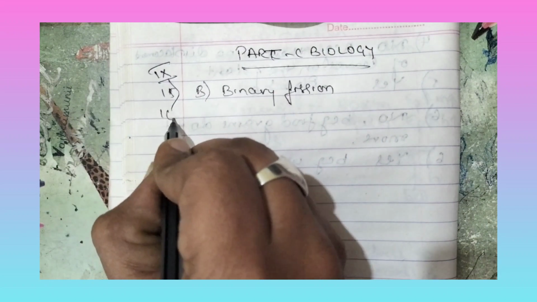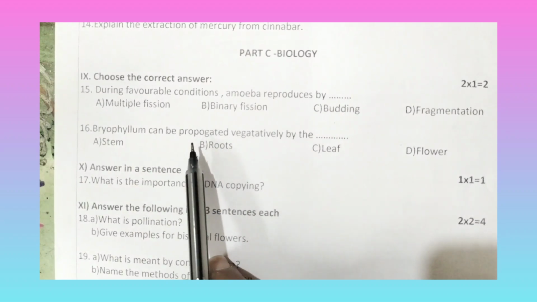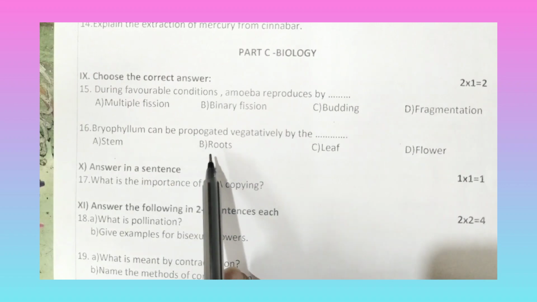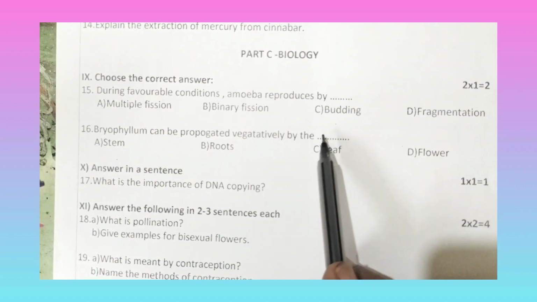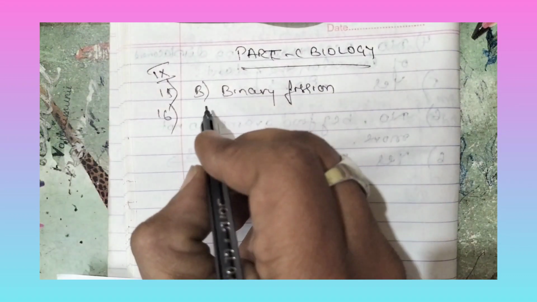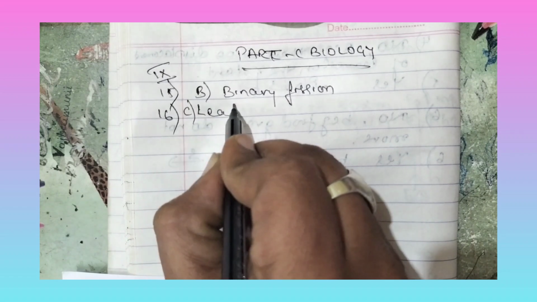Now let us move to question number 16. Bryophyllum can be propagated vegetatively by the dash: stem, roots, leaf, flower. Among these four options, the right option is option C, leaf. Through the leaf, it will get vegetatively propagated. So option C, leaf.